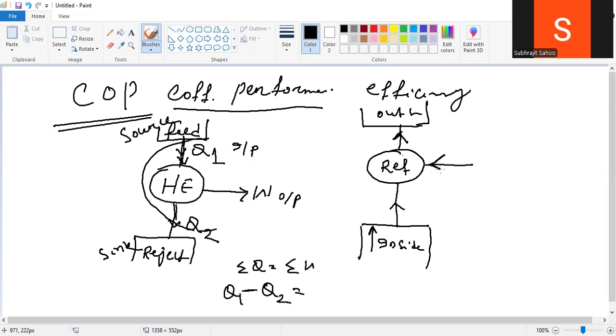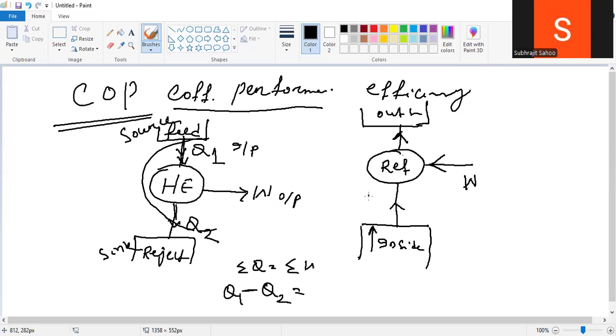Electric power is required. Automatically, it cannot take heat from inside and throw it to outside until the electric current is there. It will not work, right? The electric current is nothing but how we are getting it from mechanical work. That means work we have to supply.